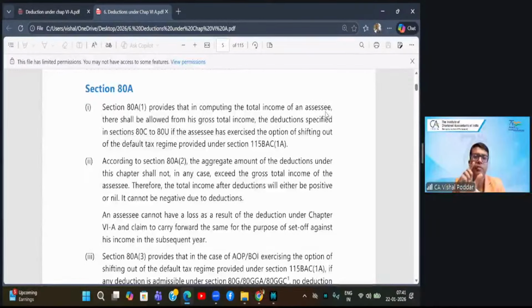Now, only if you are in the old scheme, that is you have opted out, you will deduct that amount from gross total income. If you have not opted out, you will still not deduct, and despite satisfying all the conditions, the deduction is not allowed. So this is the only practical part relevant to this particular chapter. Fine.